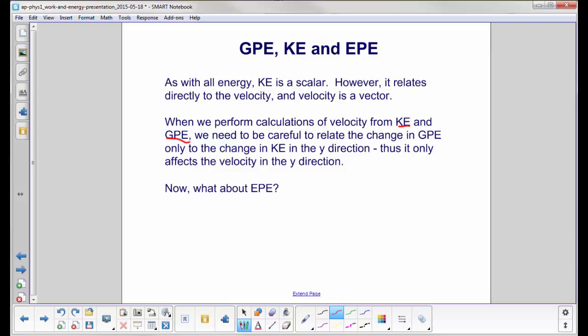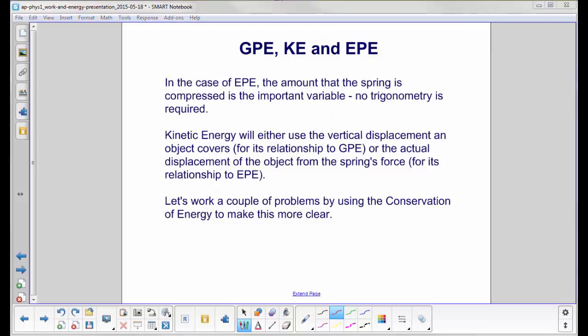What about elastic potential energy? Elastic potential energy is slightly different from kinetic energy. In this case, the amount that the spring is compressed is the important variable, no matter what angle your spring is set at. No trigonometry will be required to calculate that. Kinetic energy will then either use the vertical displacement an object covers, when we want to see how it relates to gravitational potential energy, or the actual displacement of the object from the spring's force, when we talk about comparing it to elastic potential energy.